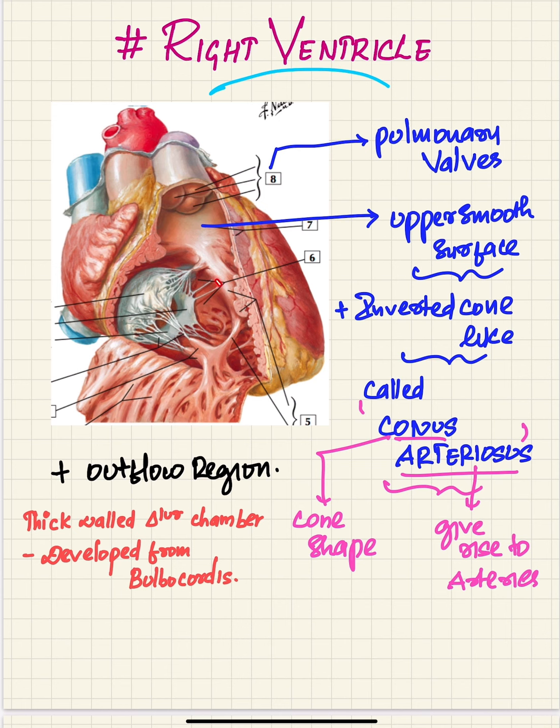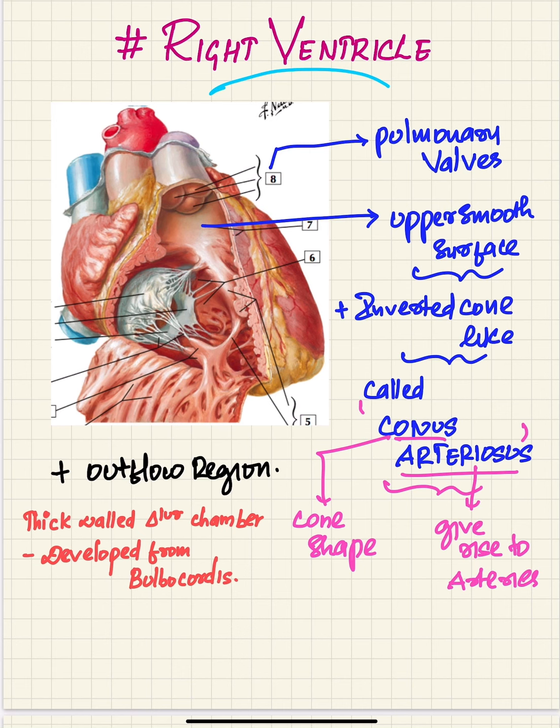It forms most of the sternocostal surface and a part of the diaphragmatic surface, and also the inferior border, and it is separated from the right atrium by the anterior right part of the coronary sulcus or the atrioventricular groove. Internal structure. The wall is thick, but it is a bit thinner than the left ventricle wall.